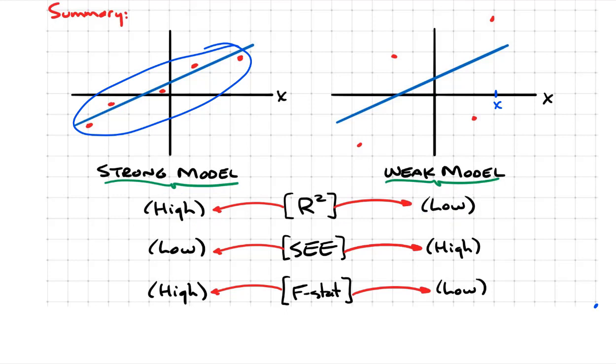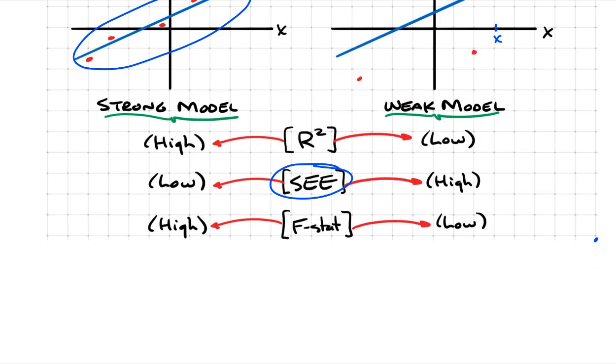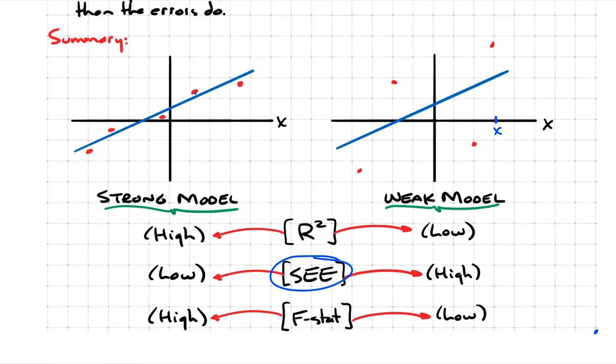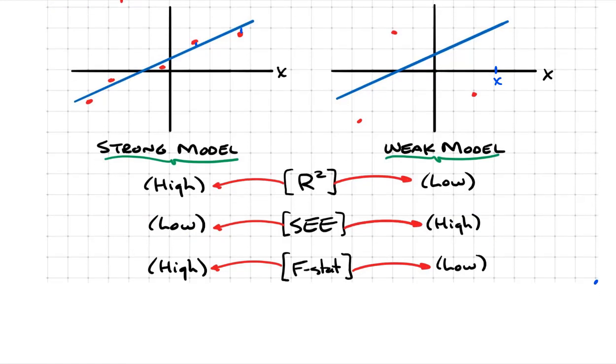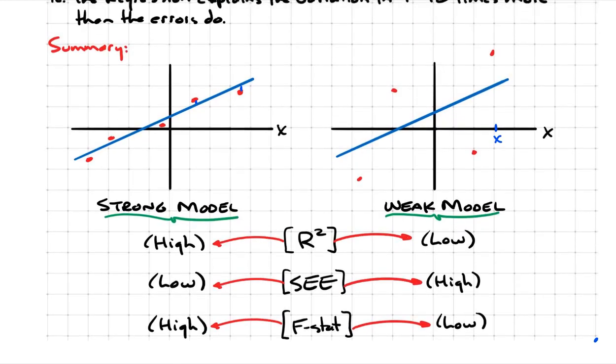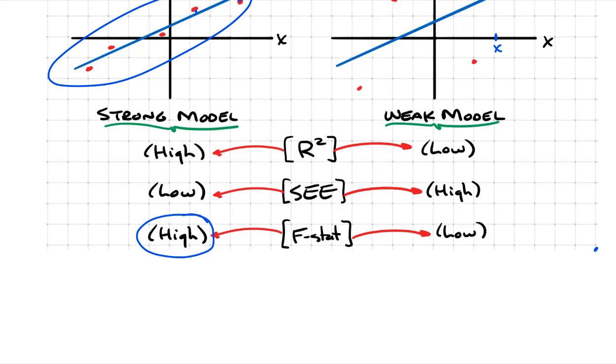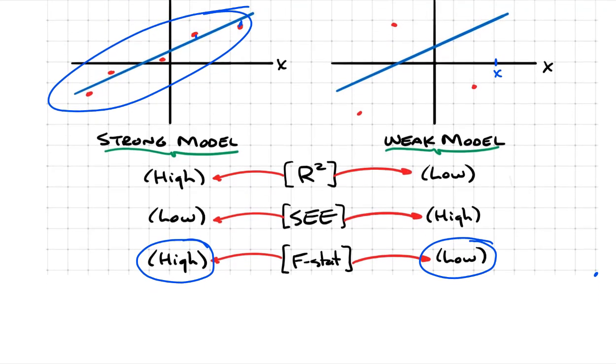So now let's look at SEE. SEE is the error. The E stands for error, standard error. So here, with the first model, you can see that the errors are very small. There's very little error between the regression estimate and the actual observation. So the error is low. And then over here, you can see it's high. And then finally, if you look at FSTAT, FSTAT is a multiple. It says how much more does the regression explain relative to the error. Well, you can see here that there's very little error, which means the regression is doing most of the explaining. So therefore, the FSTAT multiple will be high here, but it'll be very low with the weaker model.